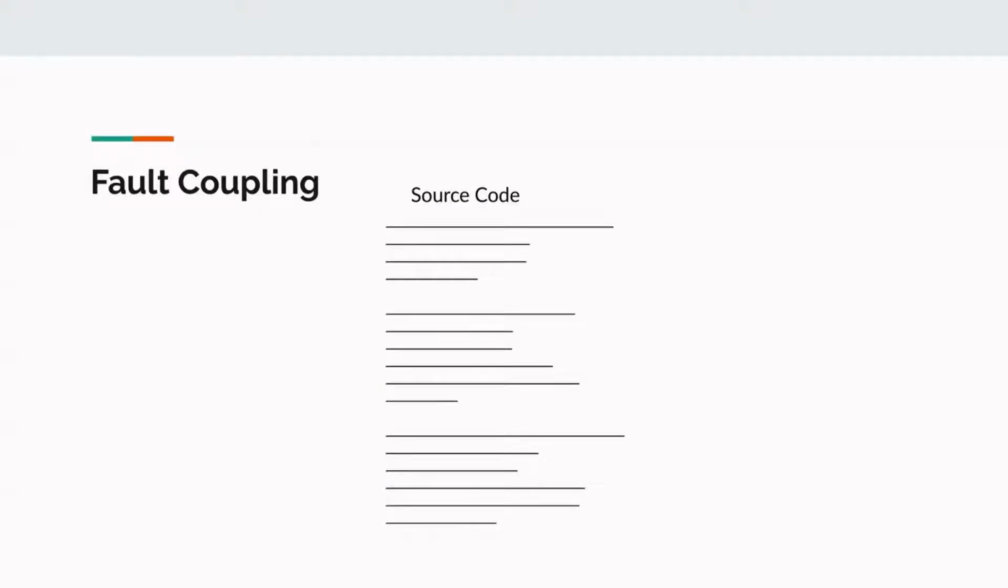Let's talk about fault coupling. Source code can have bugs anywhere around it, and we can generate mutants in different areas of the code as well. The important question is, do these mutants and bugs coincide? More specifically, the coupling hypothesis states that the tests sensitive enough to detect simple mutants are also sensitive enough to detect more complex real faults.